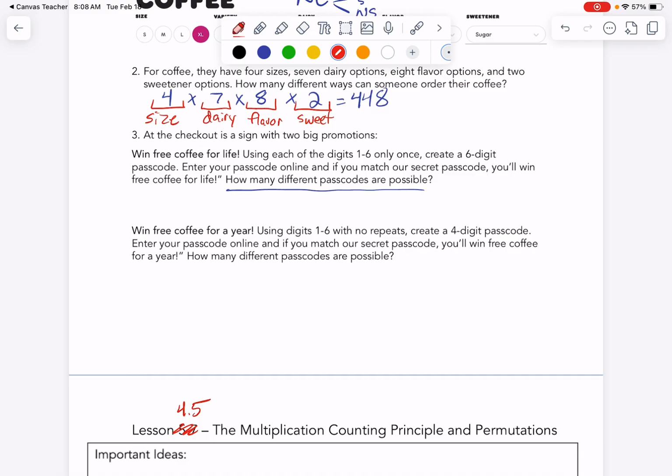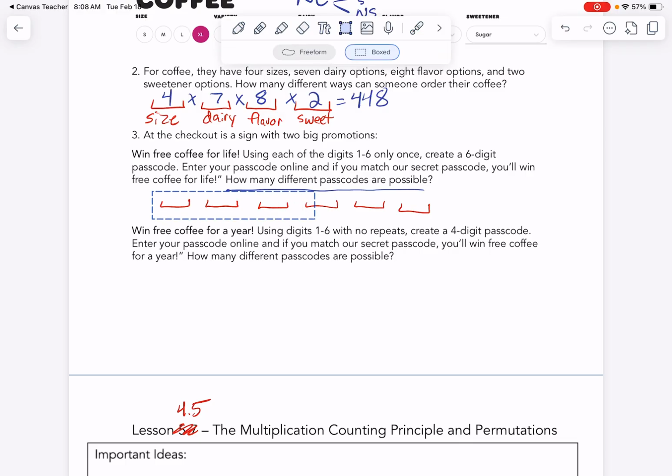So what that corresponds to is we actually have 6 different slots. 1, 2, 3, 4, 5, 6. We have whatever we put as the first number, whatever we put as the second number, whatever we put as the third number, all the way down. Well, what that's going to turn into is for that first slot, we could pick any of these digits, 1 through 6, in that first one. So that means we have 6 different options.